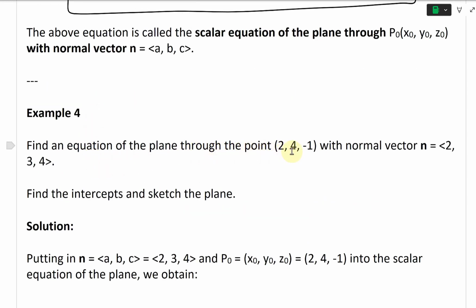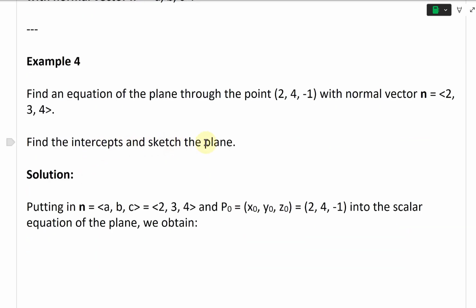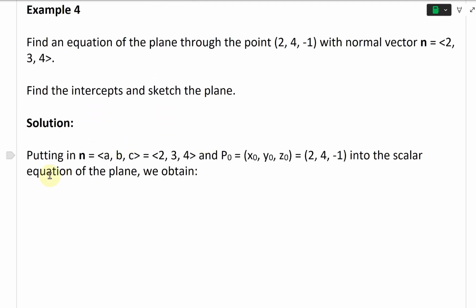All right, going further, example 4. This one states: find an equation of the plane through the point 2, 4, negative 1 with normal vector 2, 3, 4. Then we're asked to find intercepts and sketch the plane. So let's go over here. This is the normal vector n, so n equals a, b, c equals 2, 3, 4. And p naught goes through this point, so x naught, y naught, z naught is 2, 4, negative 1.